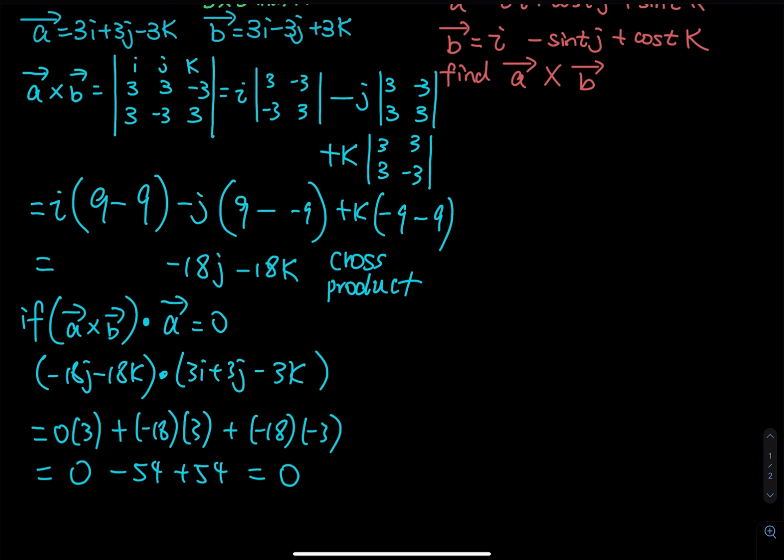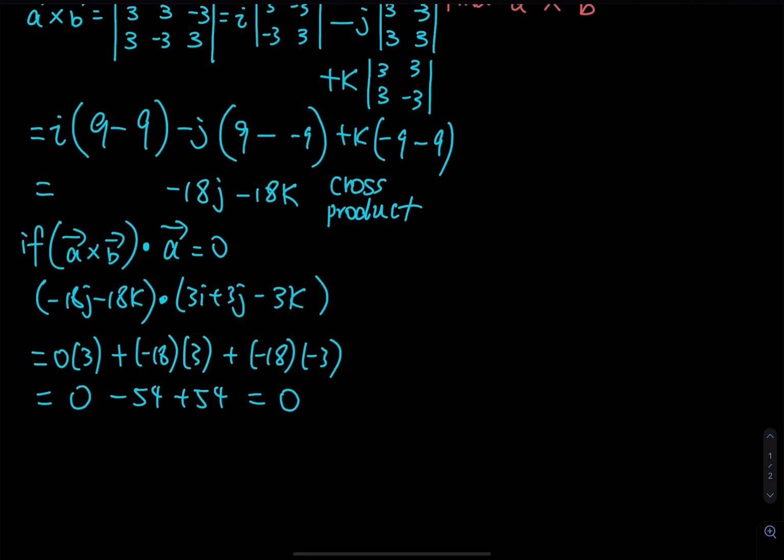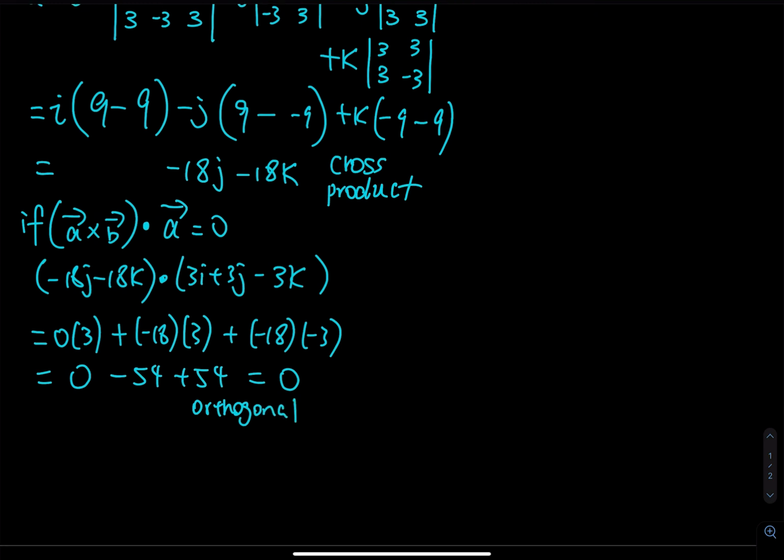So they are orthogonal. The cross product, which is the vector, is orthogonal to vector A, because that is the cross product, right? So the cross product must be orthogonal to the vector. And this is a cross product of A and B. So when we show the other one, that is going to be orthogonal to vector B as well. Okay, so orthogonal. What is next? Let's do this for B.